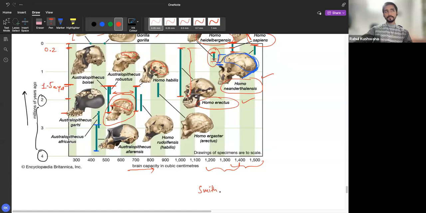It's called Smithsonian Institute of Human Origins. So it studies human origins and human evolution in detail.